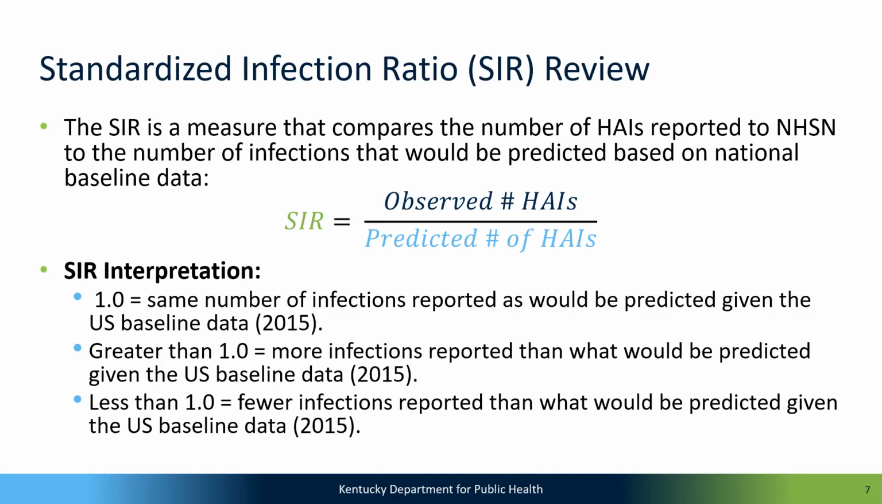It's important to remember that an SIR will not be produced if the predicted number of infections is less than 1. We should also take into consideration, when we are looking at the predicted number of HAIs and the SIR that is produced, that this is based on aggregate data from 2015. So during that time, based on the 2015 baseline, this is how many infections we would be predicted to have.